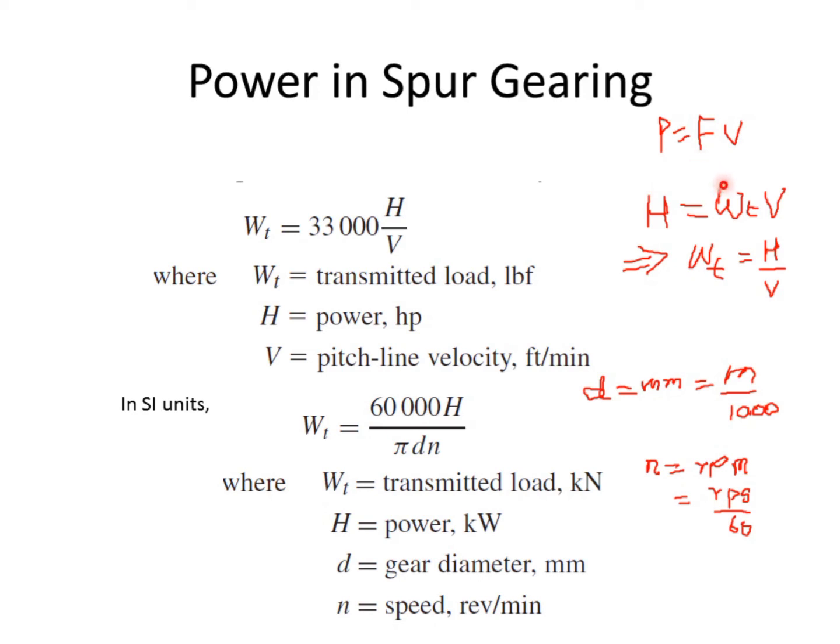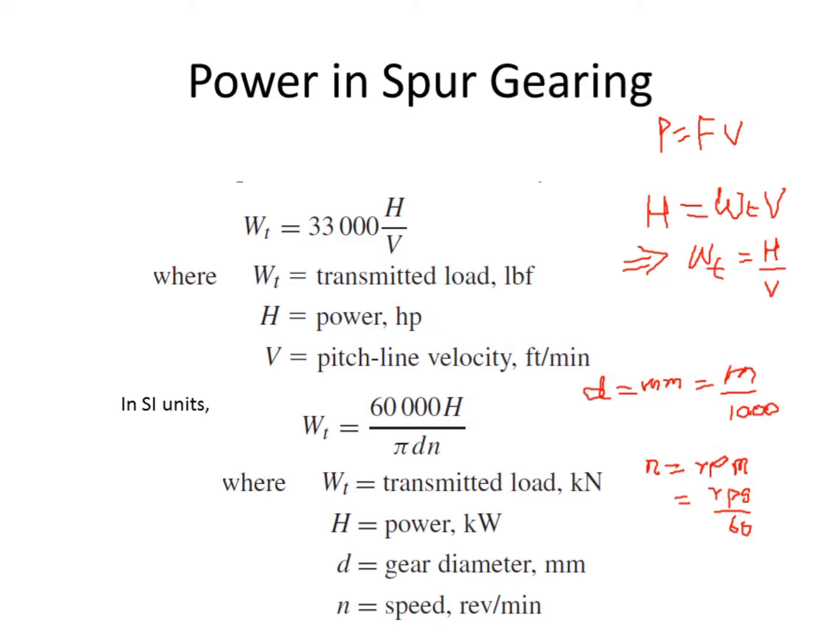Now if the power is given in horsepower and velocity is given in feet per minute, in order to convert horsepower into a unit with lbf, you would have to multiply it by 550, and similarly to convert velocity into feet per second, you would have to divide velocity by 60, which moves from the denominator into the numerator. So 550 multiplied by 60, we get 33,000.